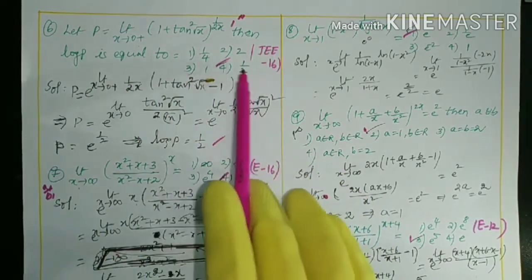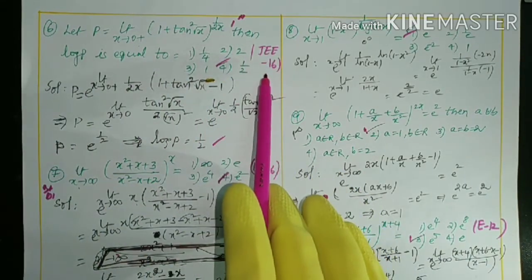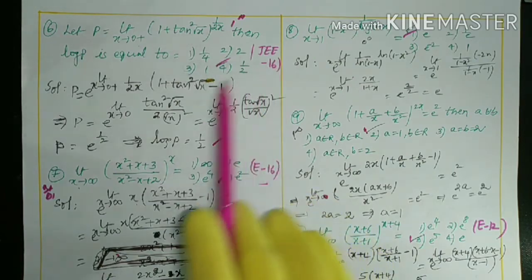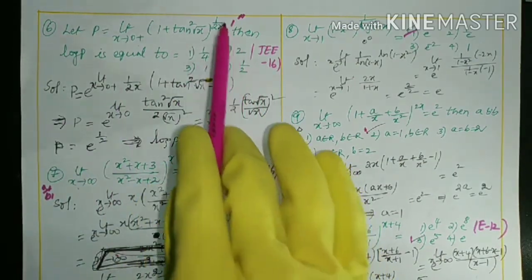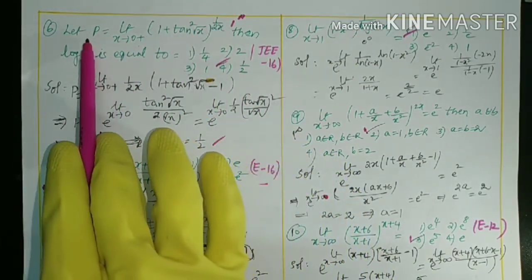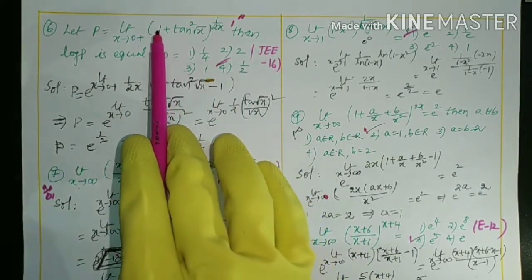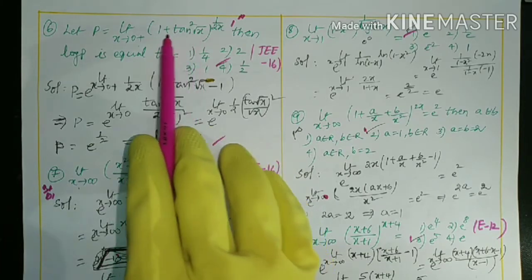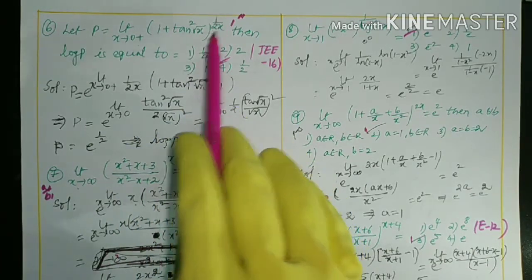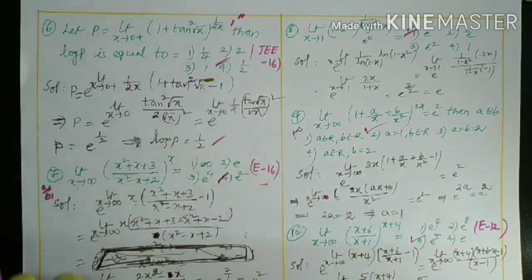There are 4 options given, and this question is from JEE 2016. After simplifying, we can get p, and then we can get log p also. Here you can observe that 1 plus tan x, as x tends to 0, becomes 1, and the power 1 by x means infinity. It is in the form of 1 power infinity.